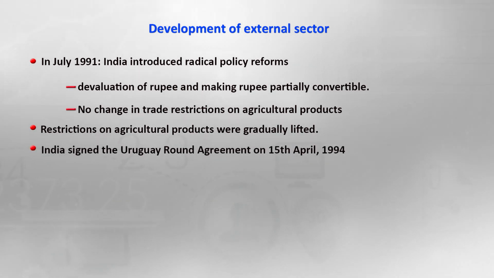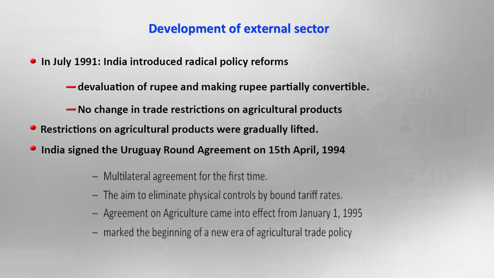India signed the Uruguay Round agreement on 15th April 1994, and this was the first time there was a multilateral agreement on trade related issues. The aim was to eliminate physical control over import and export activity through bound tariff rates. The Agreement on Agriculture came into effect from January 1st, 1995, and this marks the beginning of a new era of agricultural trade policy.